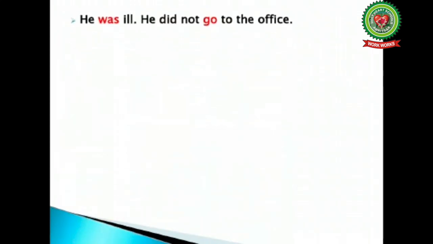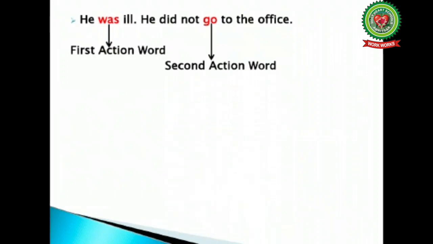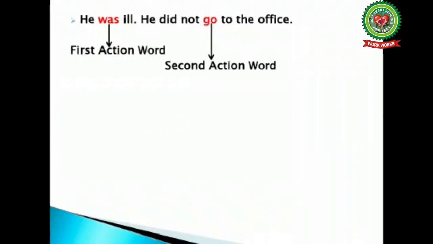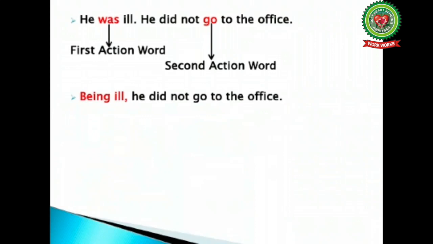He was ill. He did not go to office. Children, there are two action words. First action word is was and second action word is go. Children, keep in mind the verbs is, am, are, was, were are converted into being. Was will change into being. So our answer will be being ill, comma, he did not go to the office.